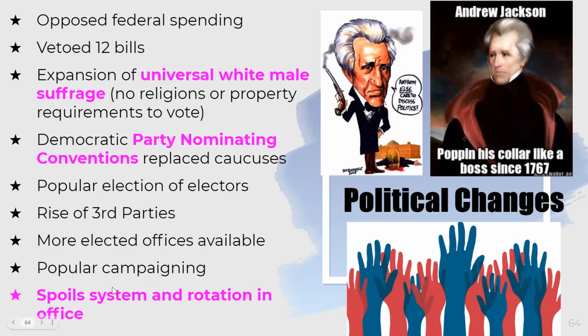And the spoils system and rotation in office are two things that Jackson preached. Now, the spoils system is not a super democratic move. The spoils system refers to the phrase "to the victor go the spoils," meaning that the winner gets to reap the benefits. This is not an unheard of trend. It's probably not going to shock you that when you become president, you get to appoint your buddies into positions.